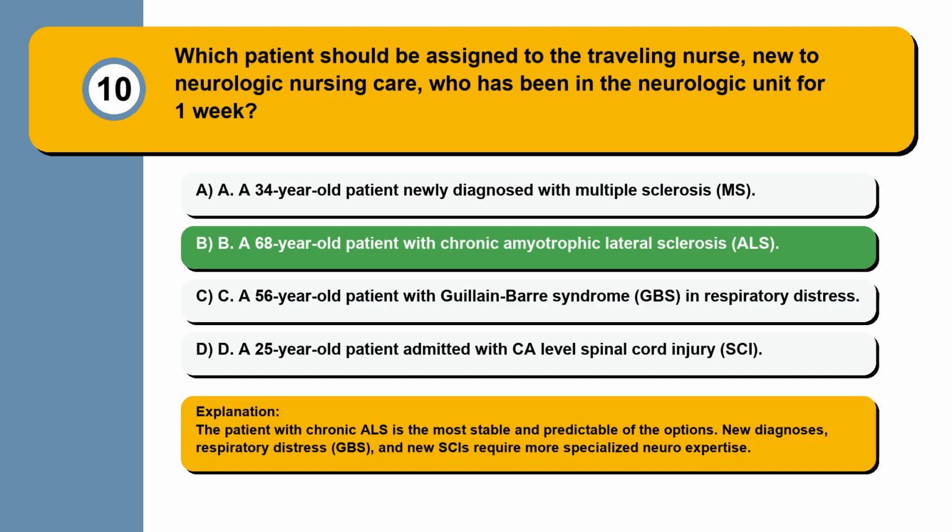The patient with chronic ALS is the most stable and predictable of the options. New diagnoses, respiratory distress, GBS, and new SCIs require more specialized neuro expertise.